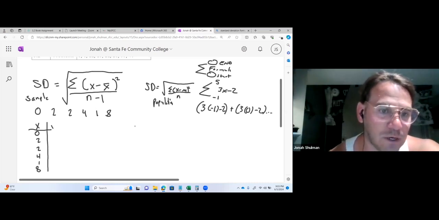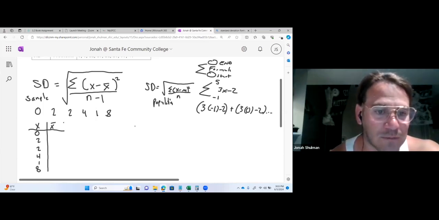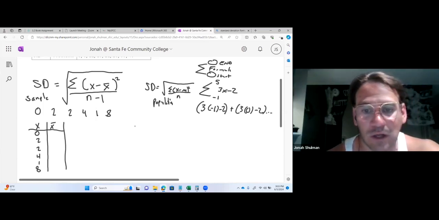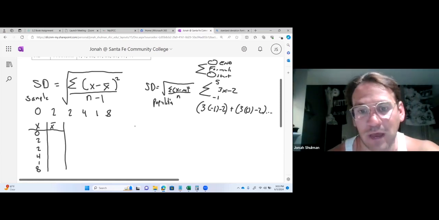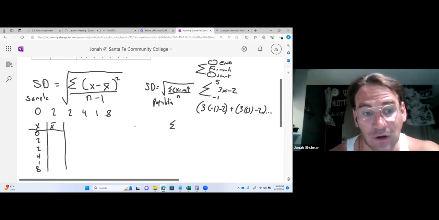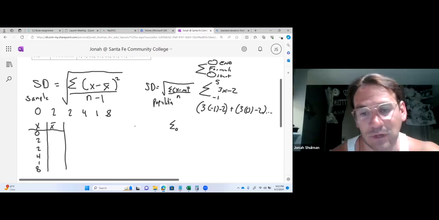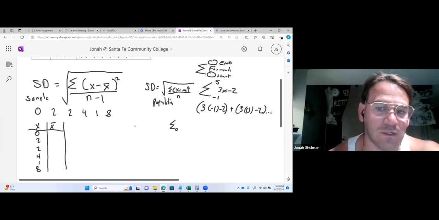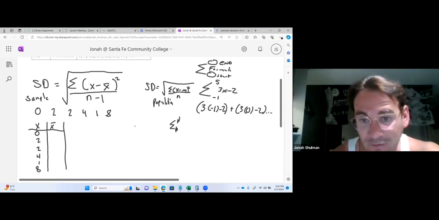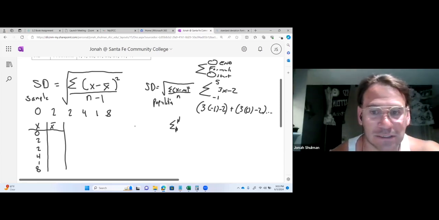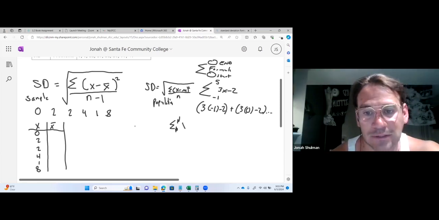Now I need X bar, which we know is the mean. We did it before. How do we find the mean? We add them all up, and then we divide by how many we have. Remember, the mean is going from the first term to the nth term, and then we're dividing this by n.